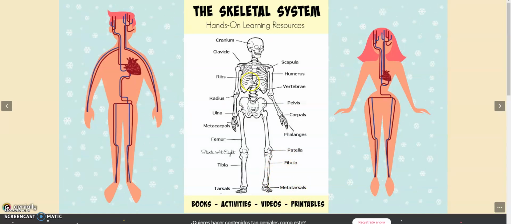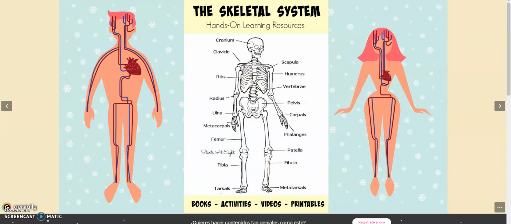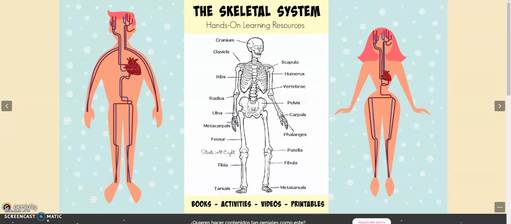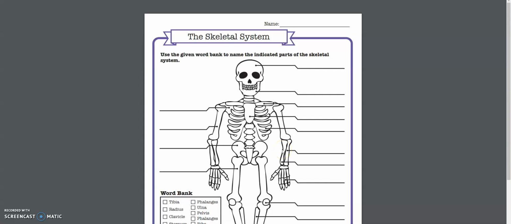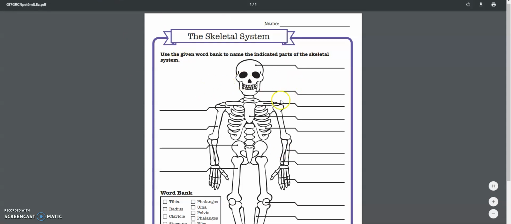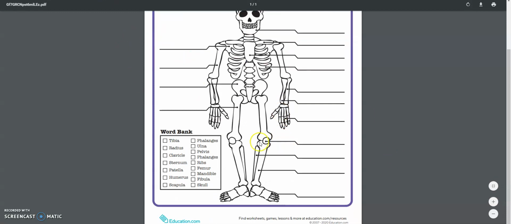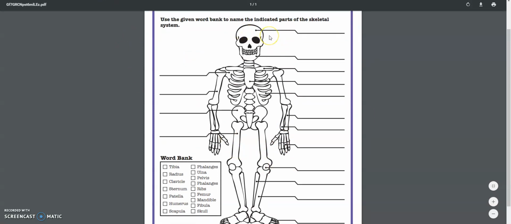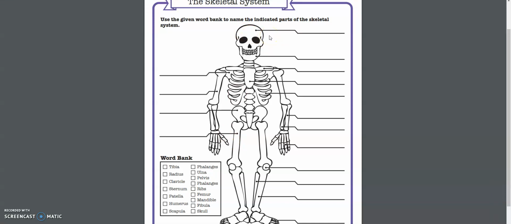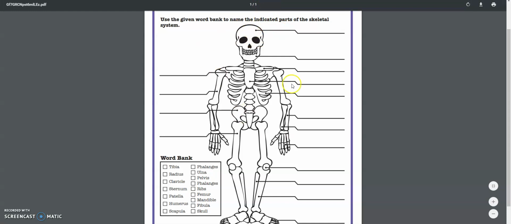So in the third activity, what we have to do is to copy the skeletal system. However, I have already uploaded this worksheet, this one, in Edmodo. What you have to do is, as we frequently do, you can print it, and you can also draw it. In case you don't have a printer, you can draw the skeletal system.